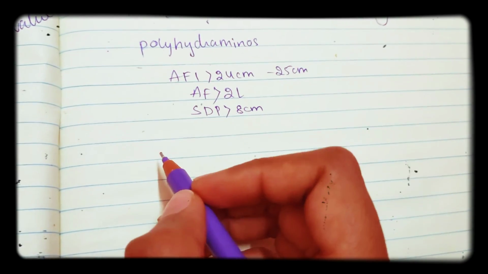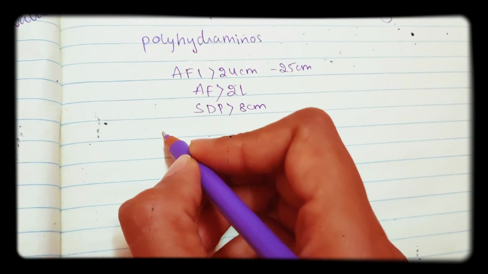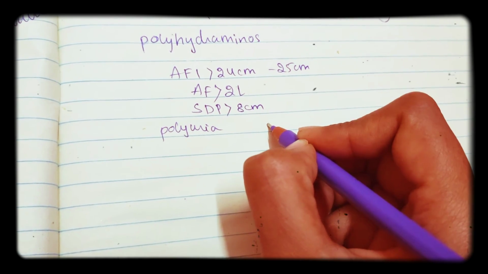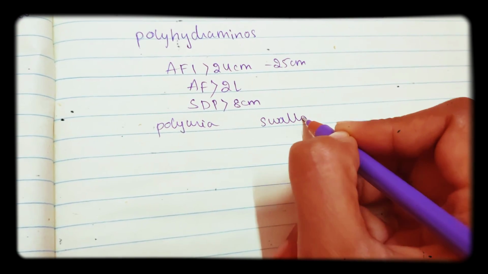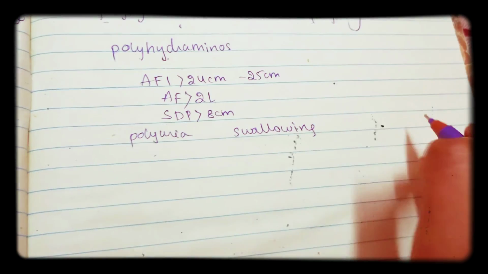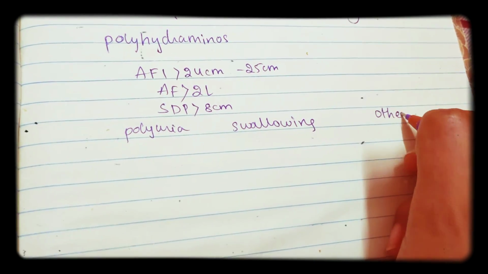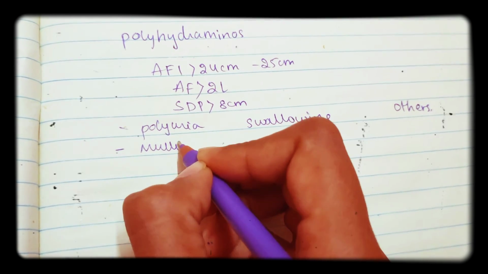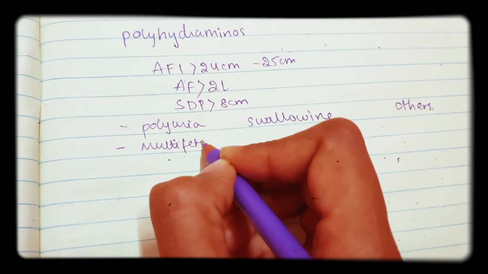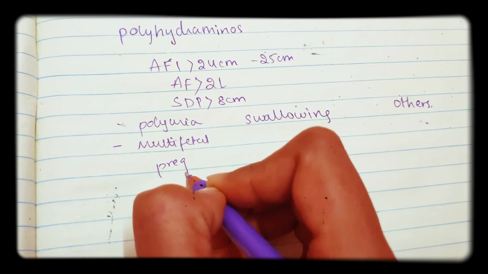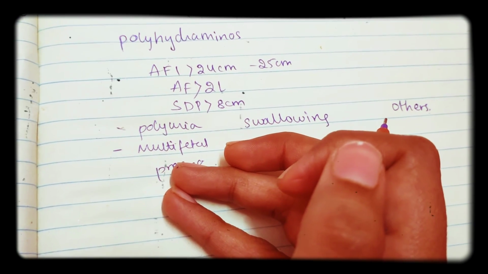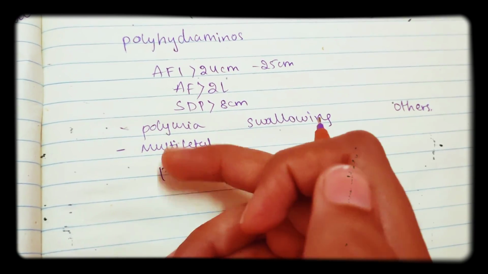So what are the causes? The causes of polyhydramnios may be polyuria, or maybe a swallowing problem, where there is no swallowing, and also there are other problems. Let us see. The first problem is polyuria. You can see polyuria in multifetal pregnancy, because in multifetal pregnancy there are more fetuses. Because of more fetuses, two or three, they form more urine, so polyuria.